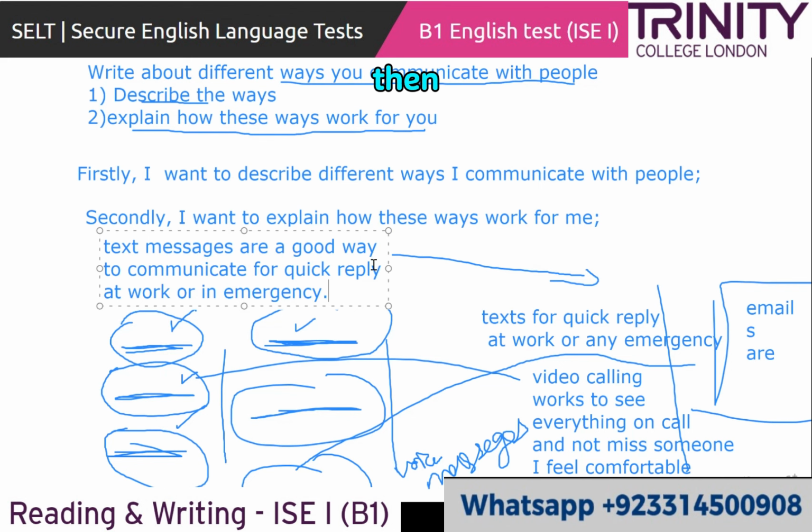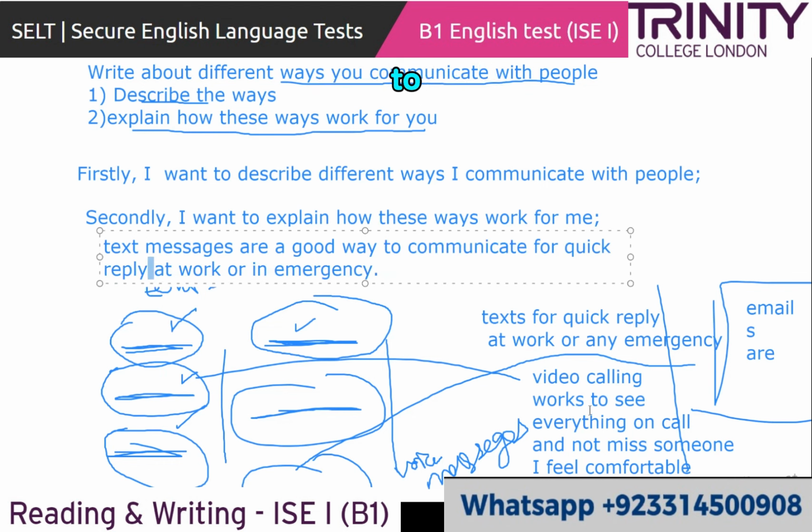Okay? Then you write about the second one and you say, video calling is a good way to communicate, to see everything on call and also feel that you are with the person. Full stop. Emails are a good way to communicate for business, for getting messages from employer, and also getting important messages about salary, and also about new projects. Understanding or not?